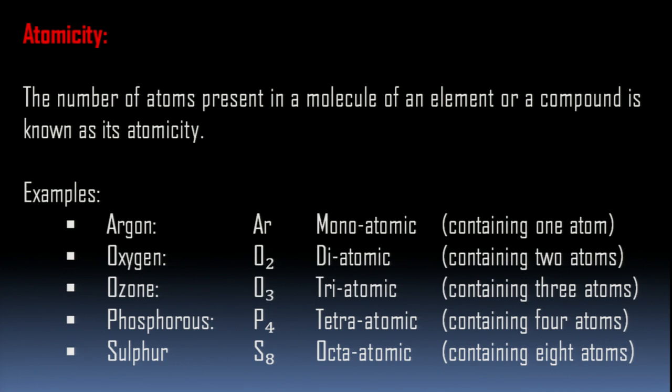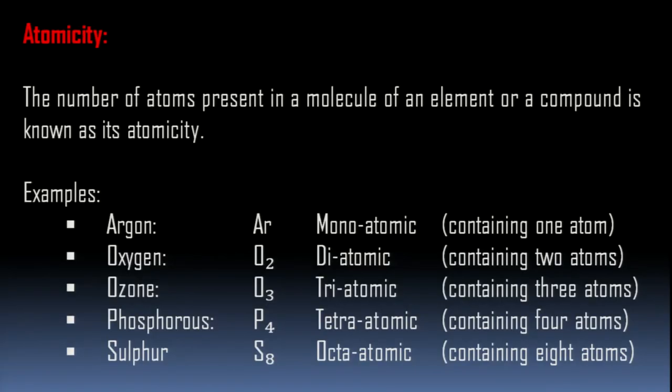Okay, children. Suppose example is argon. Argon is a noble gas. It exists independently. Doesn't want any brother, sister, or neighbors to hold his hand. So, argon is monoatomic. It contains only one atom. Oxygen, O2. It's diatomic because it contains two atoms. To be in stable form, it contains two atoms. One more form of oxygen is ozone, O3. It is triatomic. Three atoms of oxygen are used.